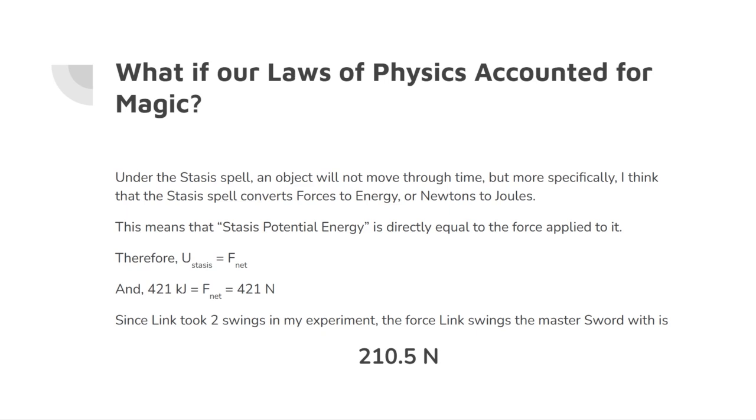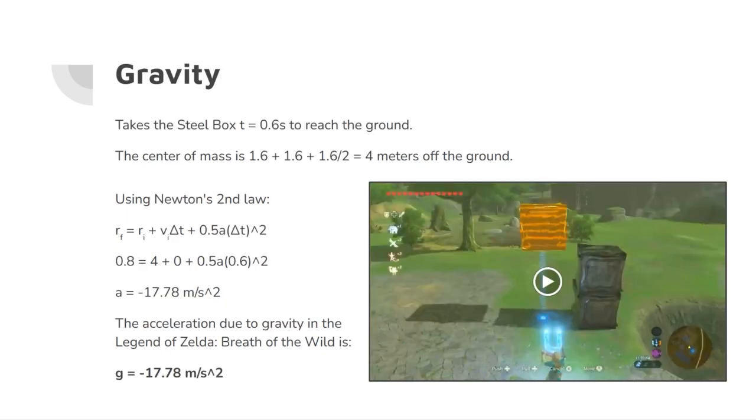Therefore, the 421 kilojoules of kinetic energy would have been immediately converted from the potential stasis energy, which means that, since I took two swings, 421 divided by 2 is 210.5 newtons that Link swings the Master Sword with on each swing.